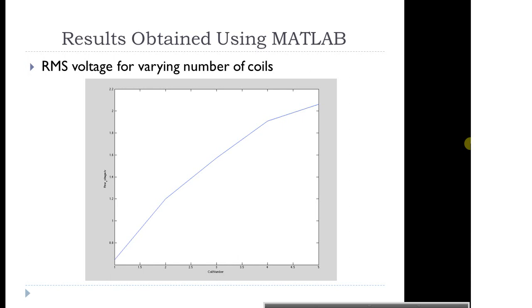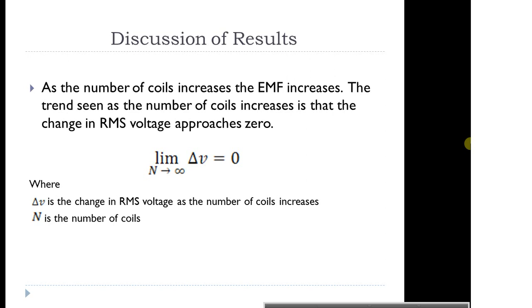So we talked a bit about the results. Now let us move on into explaining why we got what we got. Now we notice that as the number of coils increases, the EMF also increases. This was due to the scalar addition of the EMF induced in each coil. However, we notice that there was a point where if you increase the coils further, it was beginning to plateau. This is due to the smaller change in the RMS voltage occurring.